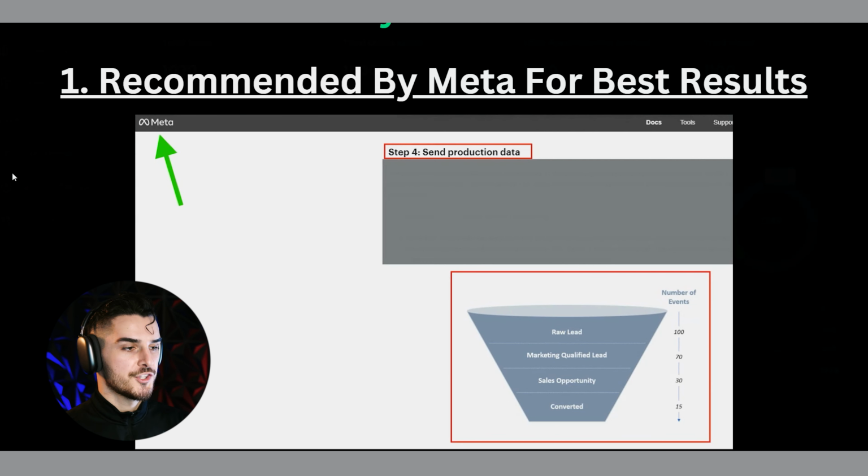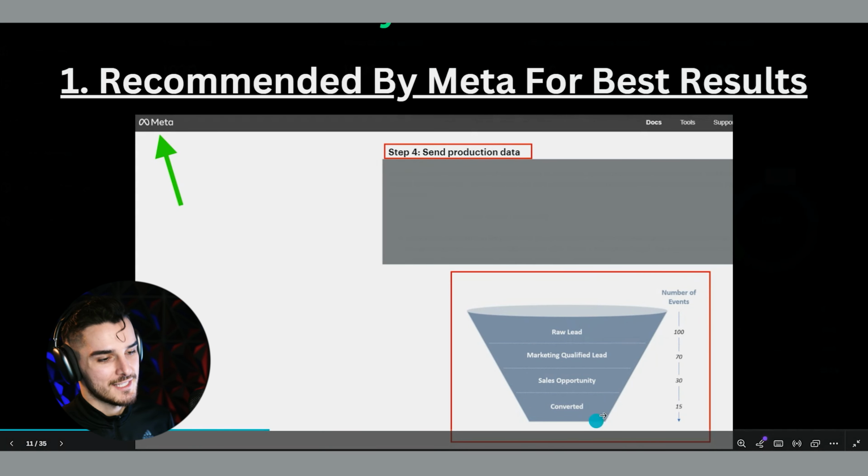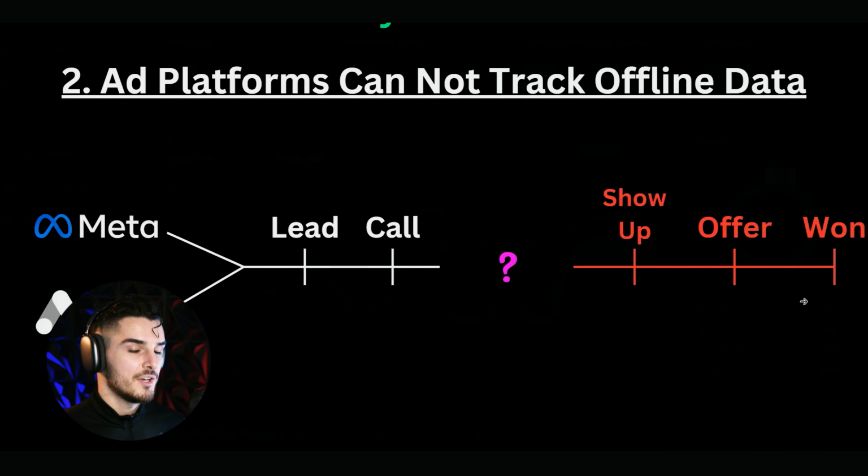Now, if you're curious to understand more about AI ad optimization and how the Conversions API works, number one, it's recommended by Meta for best results. They want you to send full production data from lead all the way to sale. And number two, it's very important if you're actually running a book call or a sales funnel because it's physically impossible for the ad platforms to track the offline data, let alone the actual lead and call. As you saw in another chapter, it said we only had one lead when in reality we had 34. And then it said we had 42 booked appointments when in reality, again, we only had 34.